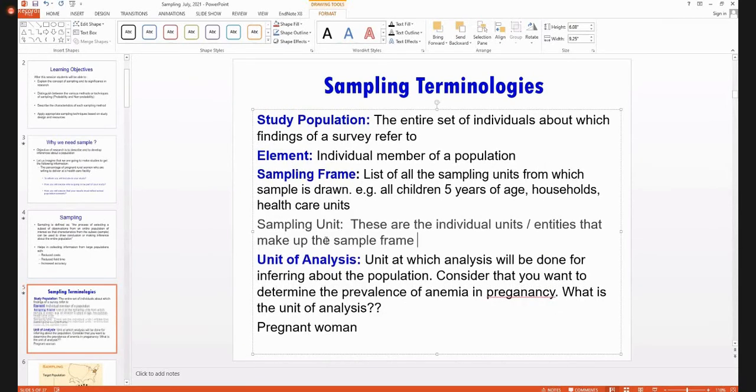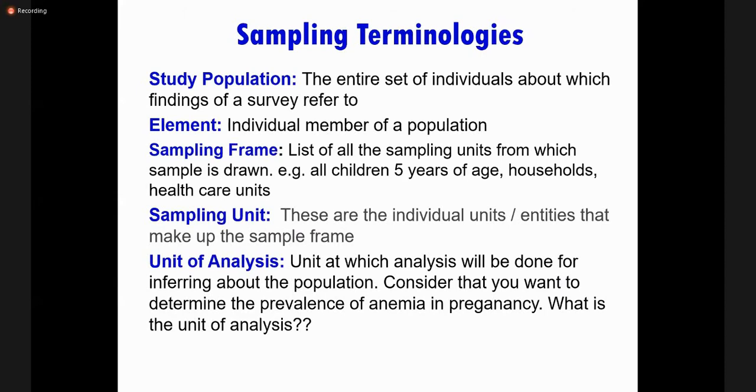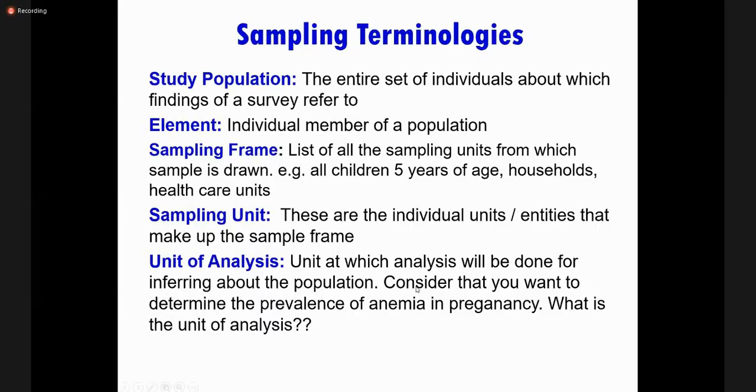In Karachi, there are millions or thousands of children of school-going age who can be part of my research. So I will make a whole list of those children, and that list is the sampling frame. And every child who is part of that list, because the child is of school-going age and living in Karachi, is known as the sampling unit.